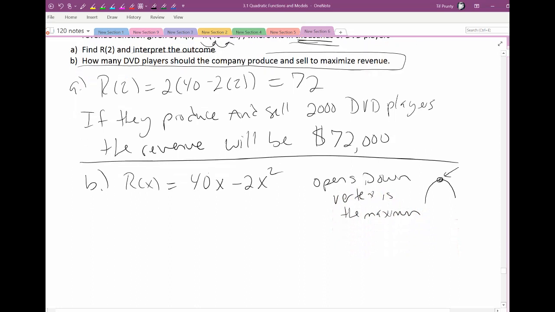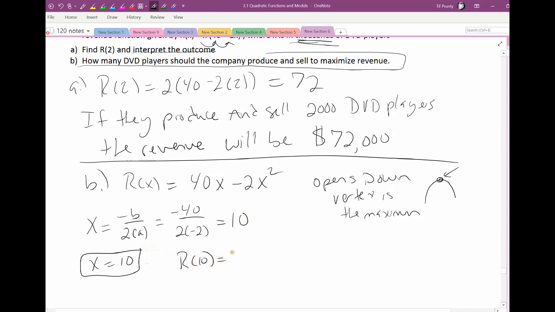So if I want to find the maximum, I have to find the vertex. Alright, we just want to know how many should they produce and sell to maximize revenue. And so I need the vertex. This is what I'm going to do by hand since the numbers are fairly small. My x value is the opposite of b over 2a. You can solve it with the calculator. It's fine if you want to graph it and solve it. So we get the opposite of b, which would be negative 40 over 2 times negative 2. And so we'll get 10, right? Negative 40 divided by negative 4 comes out positive 10. So x is 10. Remember, 10,000 DVDs.